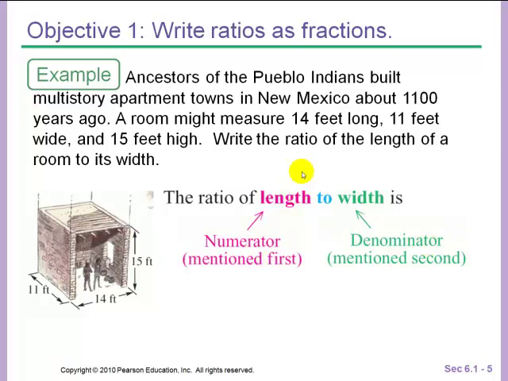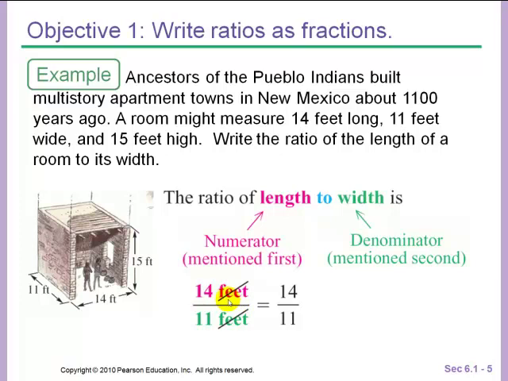The length is 14 feet. The width is 11 feet. So we have 14 feet over 11 feet. Ratios, I should note, always have the same units. Our next section will be getting into rates. Rates have different units, but ratios will always have the same units. So we're comparing 14 feet to 11 feet. Since they're the same units, we can cancel them out, and we're just focused on the 14 over 11.